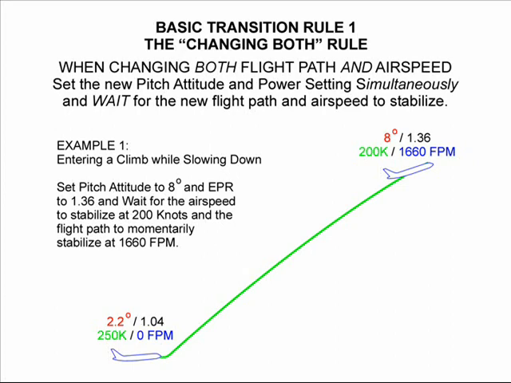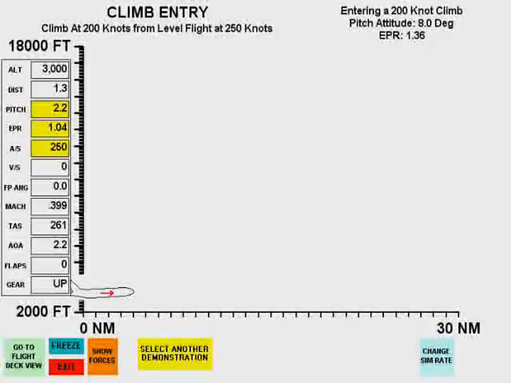This demonstration shows how the rule is applied to the transition from level flight to a stable climb at a reduced airspeed. The data plot view will be shown first, followed by the same transition shown in the flight deck view. We will enter the climb by simultaneously setting 8 degrees of pitch and an EPIR of 1.36.